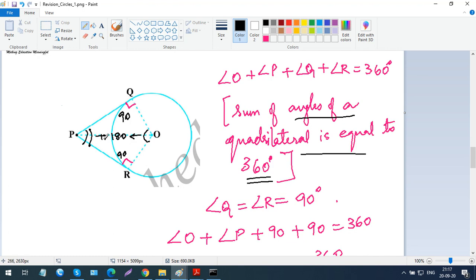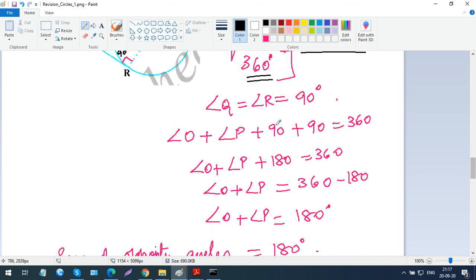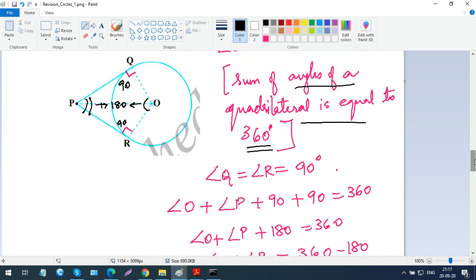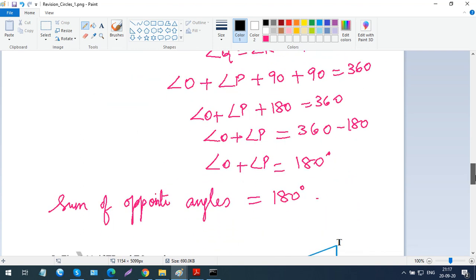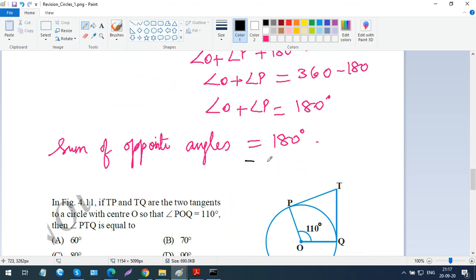So that's what I have told. I have just shown how I got that. Because these two are adding up to 180, the remaining two should add up to 180 only, then it will add up to 360. So here the sum of opposite angles is 180 degrees. Now, based on this you may get a problem.